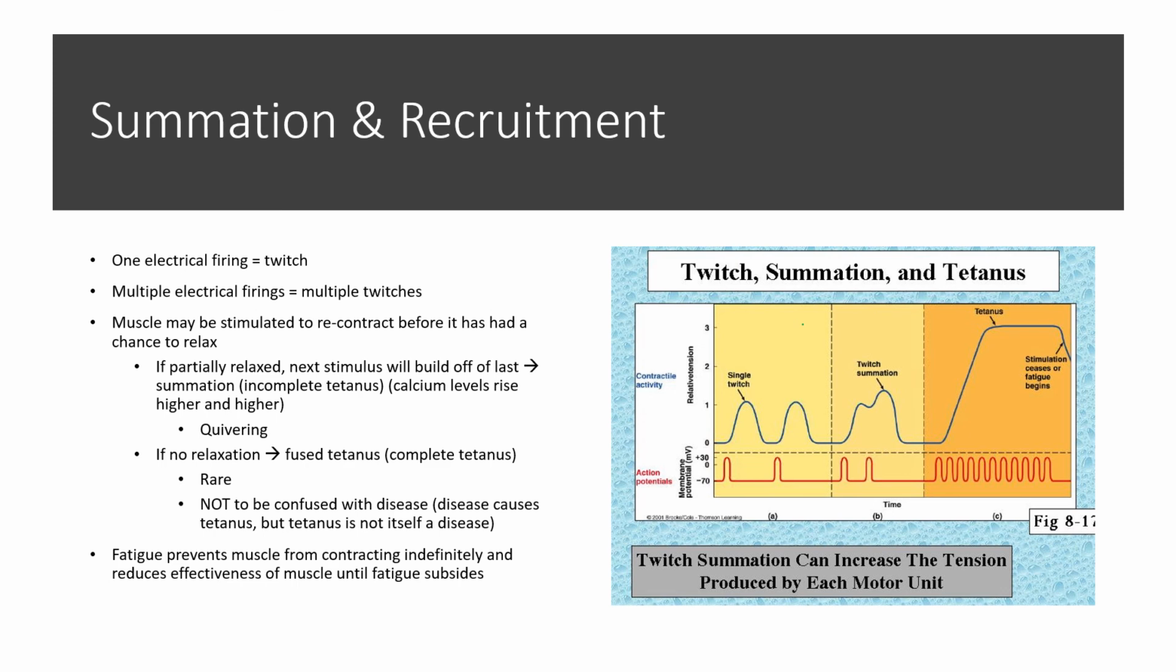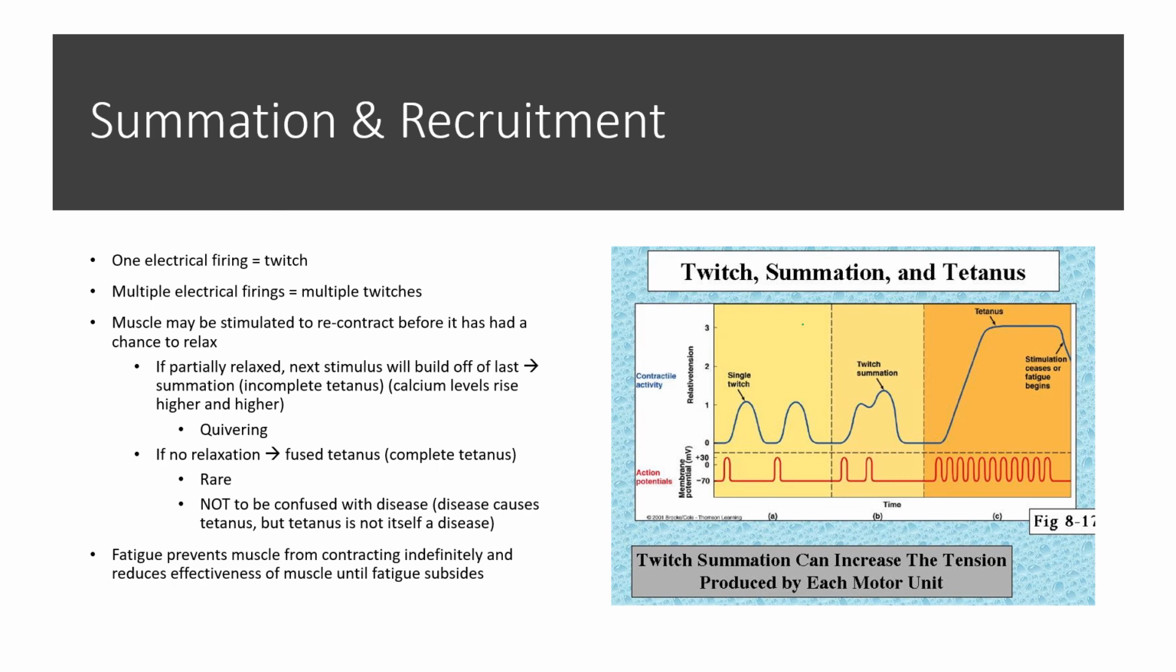Now, eventually, you're going to fatigue, and so the muscle is going to lose its contractile force. Fatigue prevents muscles from contracting indefinitely and reduces the effectiveness of muscle until the fatigue subsides. And this comes down relatively slowly, okay? And until you get more or less down close to baseline relaxation again, you're not going to be able to induce the same strength of contraction. The mechanisms behind this are complicated and actually more unclear than you might otherwise expect.